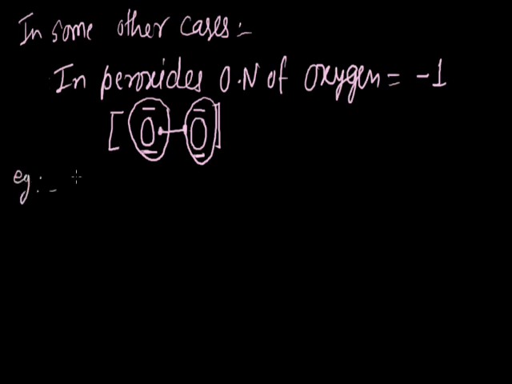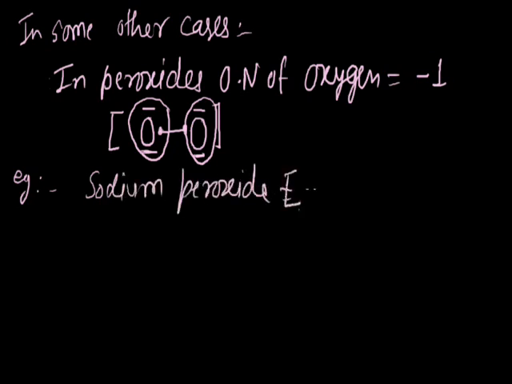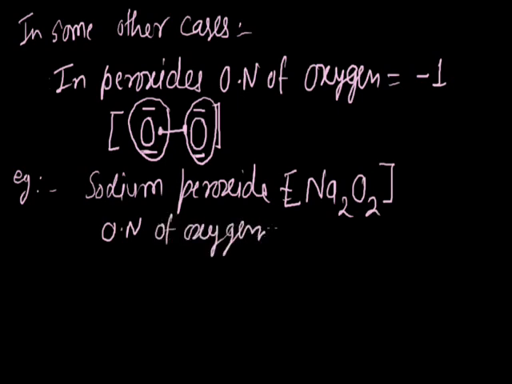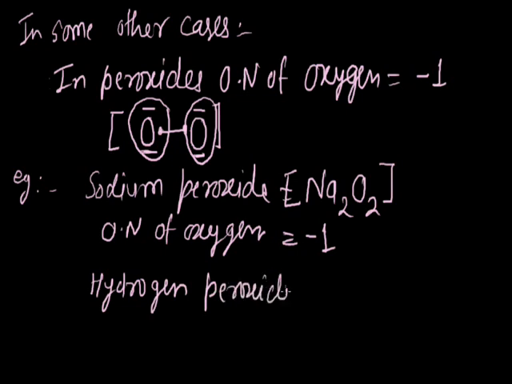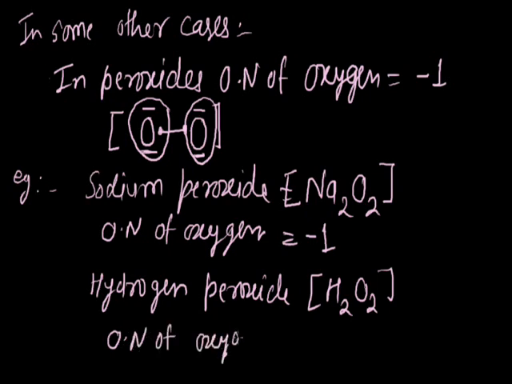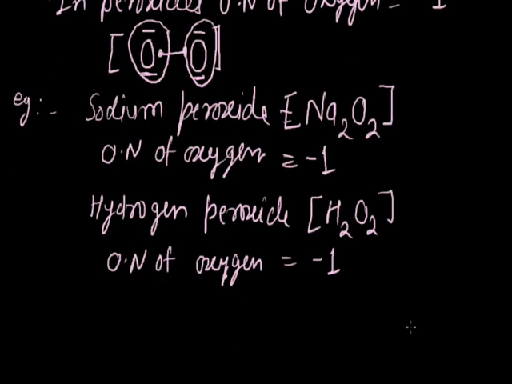We can take an example, just as in the case of sodium peroxide, that is Na2O2, the oxidation number of oxygen is equal to minus 1. And in the case of hydrogen peroxide, that is H2O2, the oxidation number of oxygen is equal to minus 1. So we can say that the oxidation number of oxygen in peroxide is always equal to minus 1.